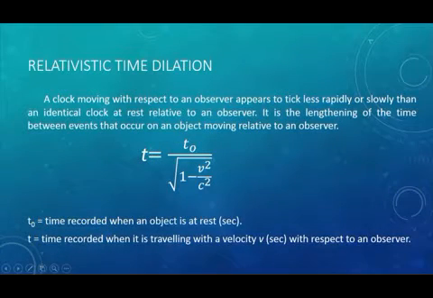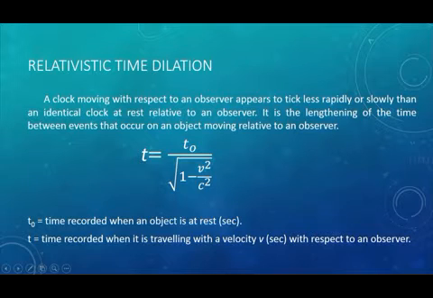The next application is the relativistic time, or time dilation. It says that a clock moving with respect to an observer appears to tick less rapidly, or slowly, than an identical clock at rest relative to the observer. It is the lengthening of the time between events that occur on an object moving relative to an observer. So, if the clock moves relative to the observer, traveling with a speed approximately equal to the speed of light, the time recorded by the clock appears greater than the time recorded by the observer when the clock is at rest with the observer.